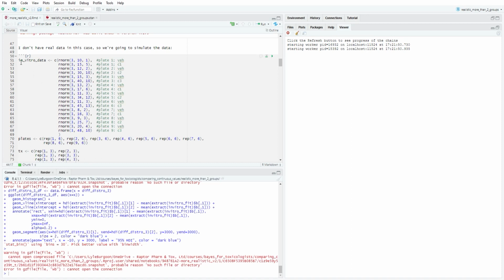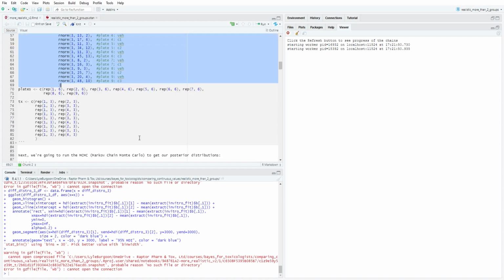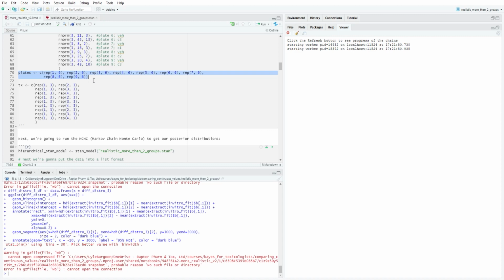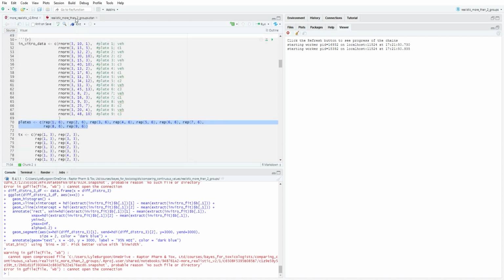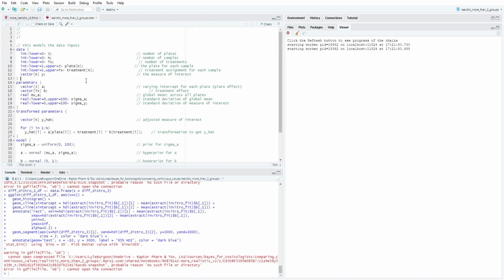Since, like I said, I don't have real data, this block right here is going to simulate the data. And then this is the plate information. So I need to create, actually, here, let me go over to the Stan file. This will be easier to explain.